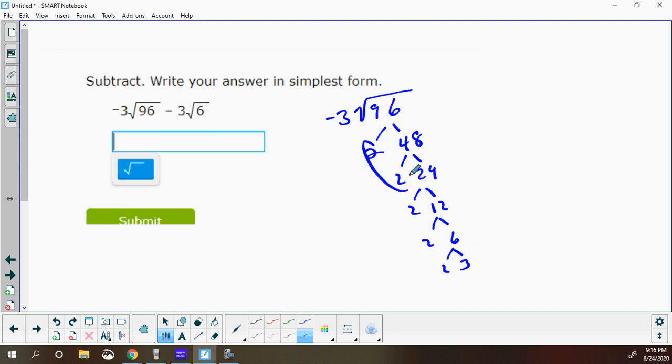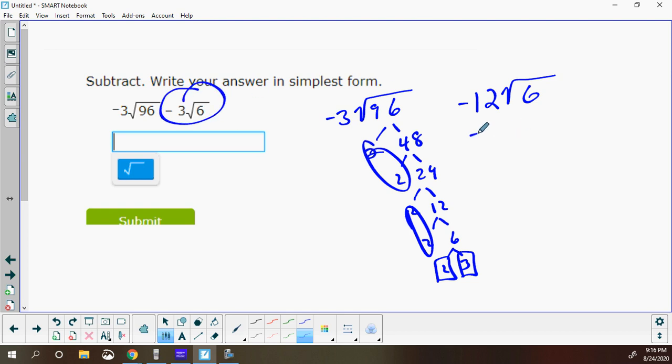So, 1, 2, 2 and 3. 2 times 2 is 4. 4 times negative 3 is negative 12. Left over 2 times 3 is 6. And see, we got negative 3 root 6. Same base number. So negative 12, negative 3 is negative 15. Done.